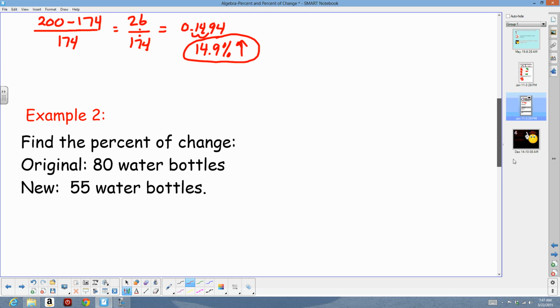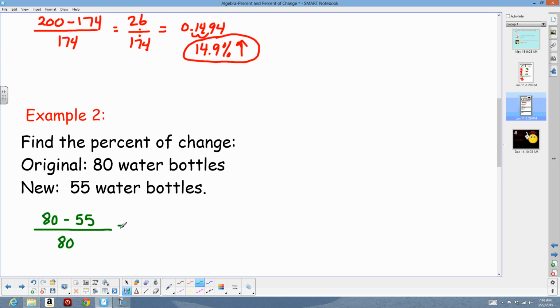Our next example, find the percent of change if there were 80 water bottles to begin with, and now there's 55. We're going to find the amount of change. So 80 minus 55. We're always going to just subtract the large number minus the smaller number. And then in the end, we're going to worry about whether it was an increase or decrease. So 80 minus 55 over the original, which was 80.